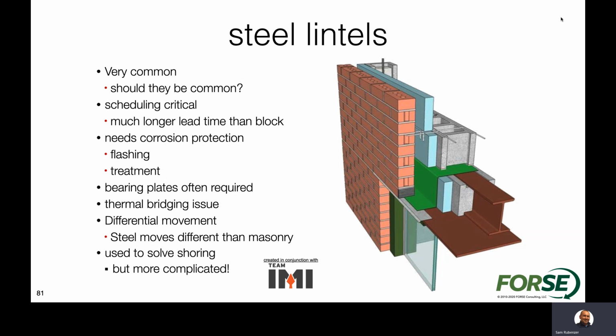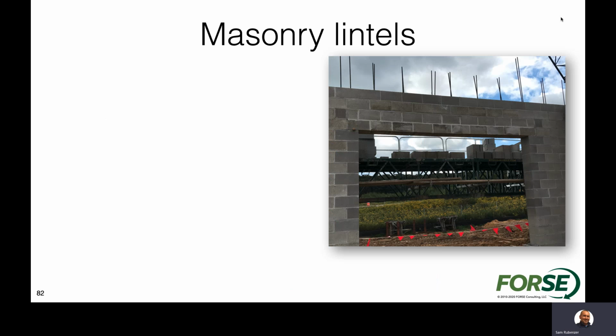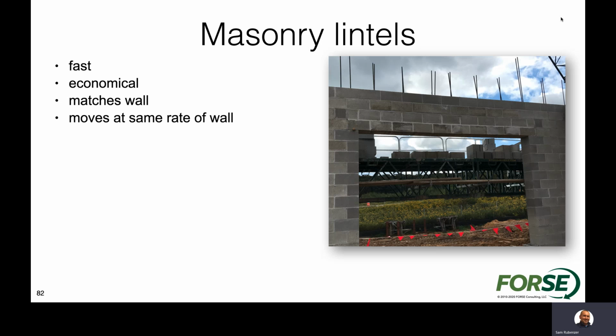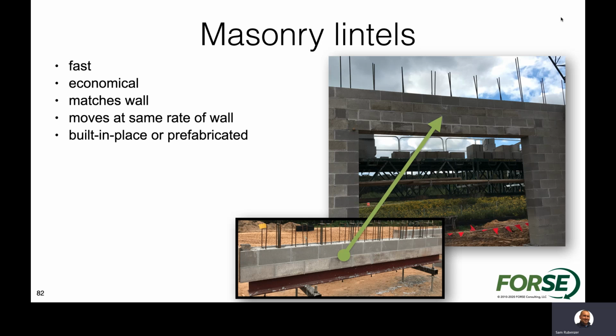So they get pretty complicated pretty fast, and I think they were really only introduced to eliminate shoring. So I think what we want to look at is, can we do this same thing with masonry? Something that's fast, economical, matches the rest of the wall, moves at the same rate as the wall. We're not going to have any of those thermal issues with a masonry lintel.